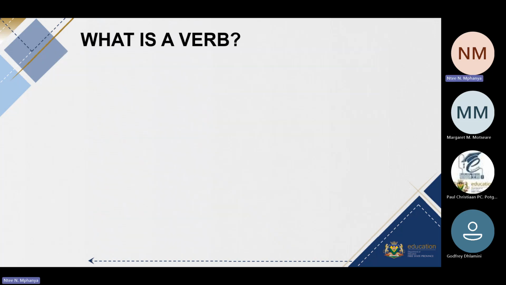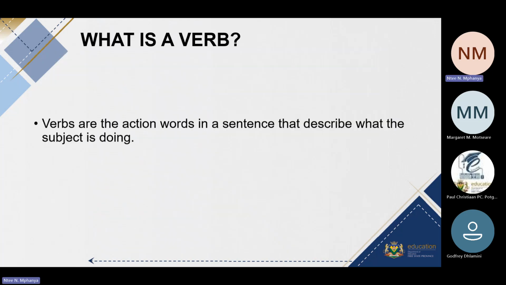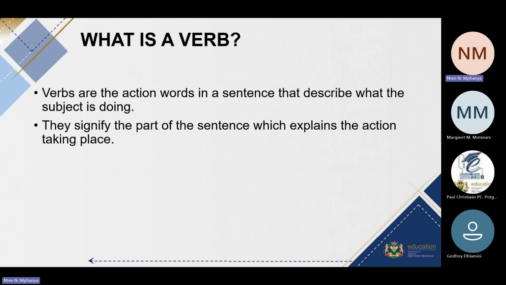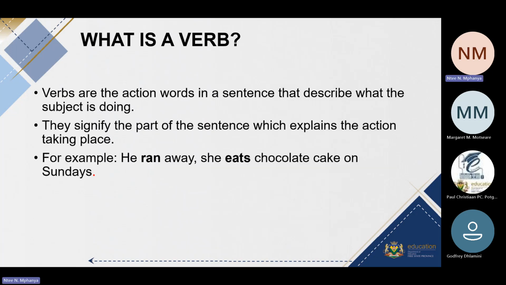Now let's look at verbs. What is a verb? Verbs are the action words in a sentence that describe what the subject is doing. They signify the part of the sentence which explains the action taking place. For example, he ran away. Ran is a verb. She eats chocolate. Eats is a verb.